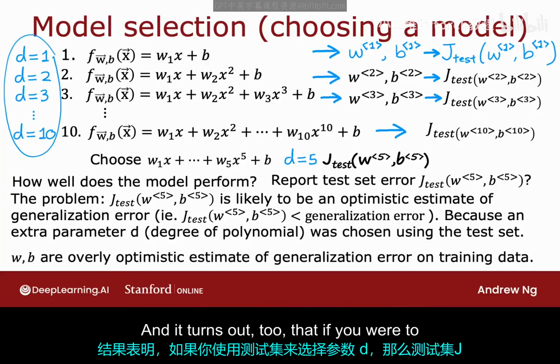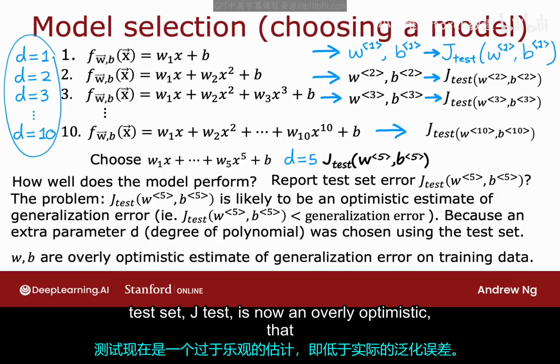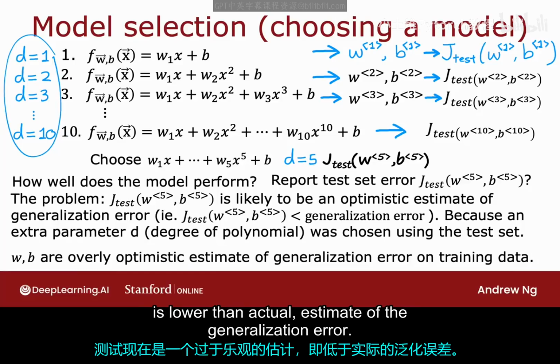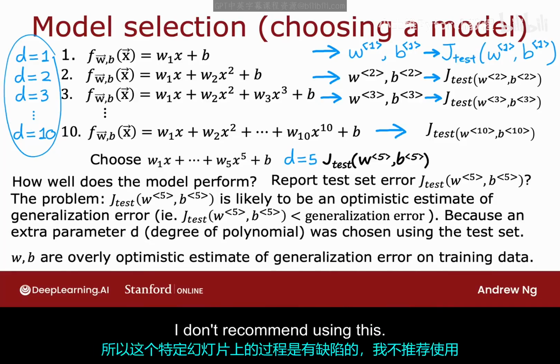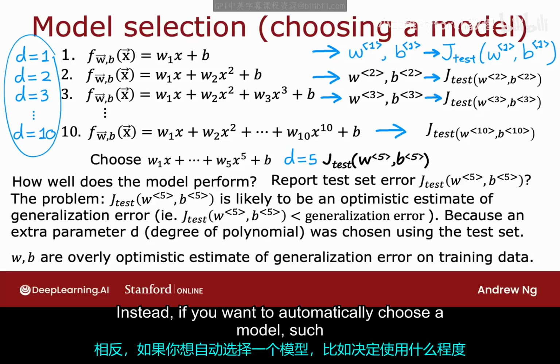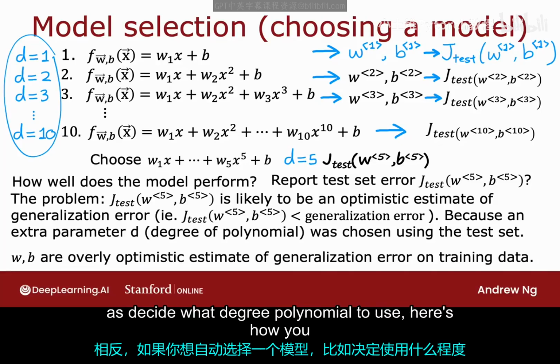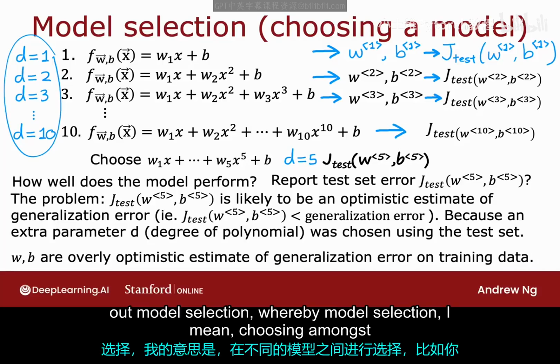And it turns out too that if you were to choose the parameter D using the test set, then the test set J-test is now an overly optimistic, that is lower than actual estimate of the generalization error. So the procedure on this particular slide is flawed, and I don't recommend using this. Instead, if you want to automatically choose a model, such as decide what degree polynomial to use, here's how you modify the training and testing procedure in order to carry out model selection.